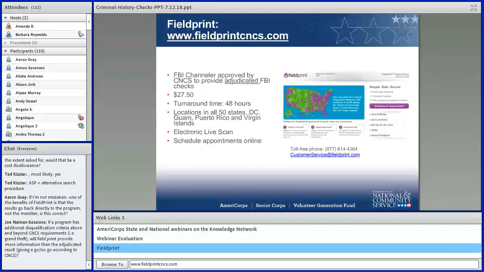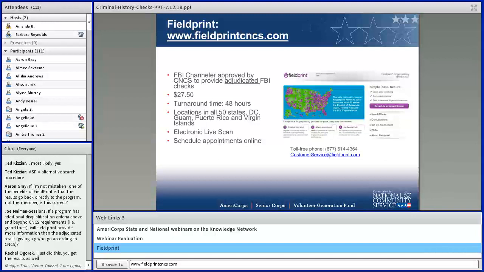Got some questions coming up here. Aaron says, if I'm not mistaken, one of the benefits of field print is that the results go back directly to the program, not the member. Is this correct? So I believe both people will see the results. The member can see that they've been cleared, and the organization will also see that you've been cleared. Unless, has someone gotten a different experience in that? And again, they're not going to get their whole rap sheet. They're just going to get basically green for yes, red for no.